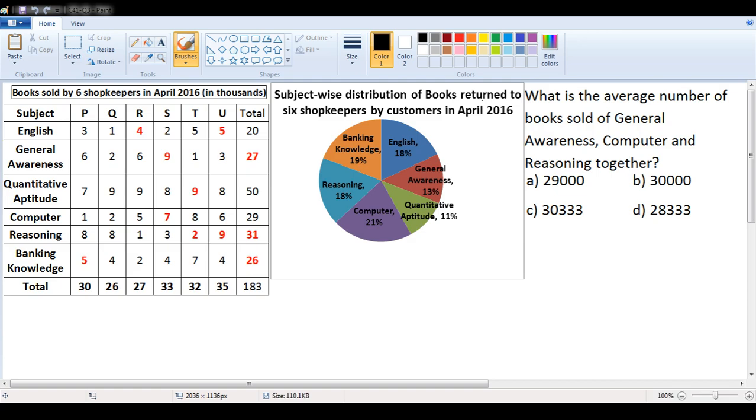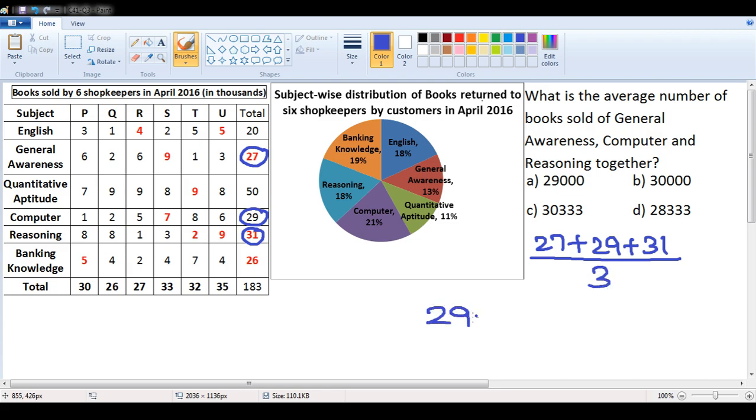Third one. What is the average number of books sold by general awareness, computer and reasoning together? Just add it and divide by 3. General awareness is 27, computer is 29, reasoning is 31. So it is 27 plus 29 plus 31, which is 87 by 3. 87 by 3 is nothing but 29 in thousands. It is 29,000.